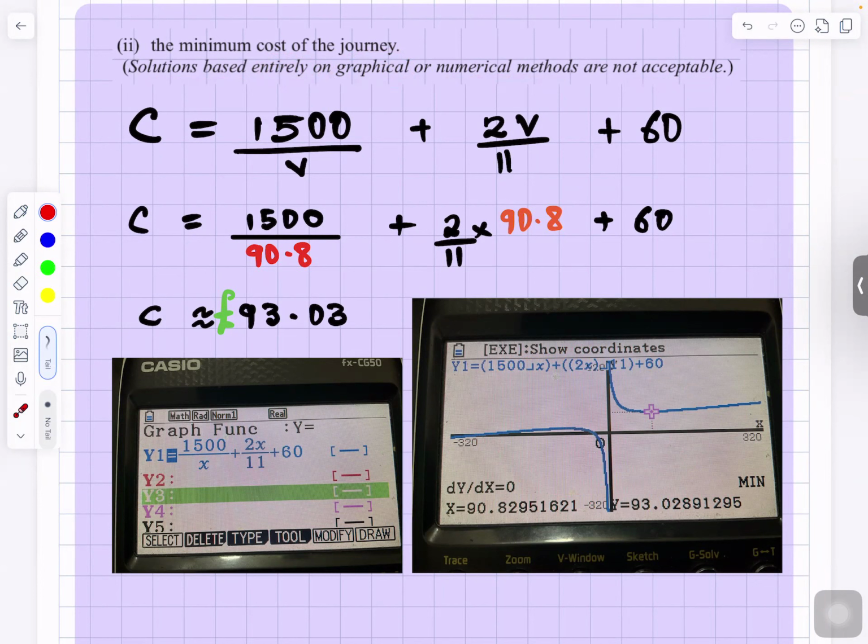So you will put 1,500 over, instead of V, you put X, plus 2 over 11, instead of V, you will put X, plus 60. And then you will press plus and minus to zoom in. You will get the graph like this on the right-hand side. And you will press G-Solve on the calculator, and you will look for minimum. And it will tell you the minimum is when X is 90.8. You can see I've circled it, 90.8.